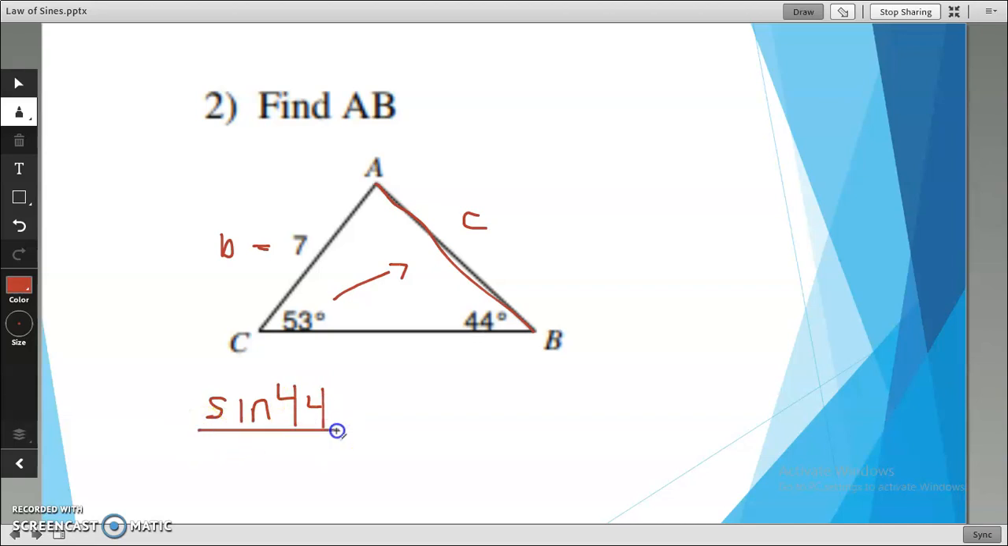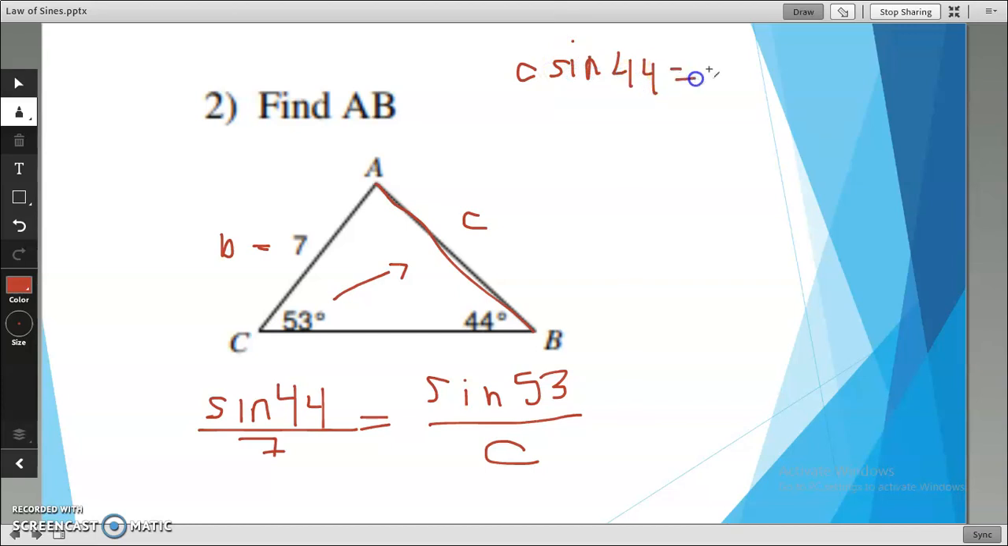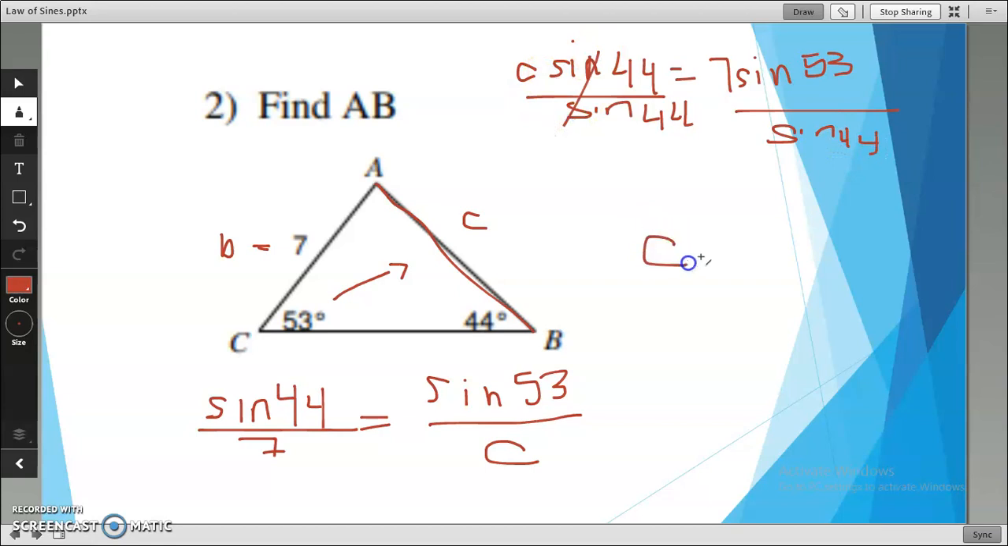So it's going to be sine 44 over 7 is equal to the sine of 53 over c. And again, I'm going to cross multiply. So I get c sine 44 is equal to 7 sine 53. Again, I'm solving for c, so I'm going to divide both sides by sine of 44. That crosses out. Plug that into my calculator, and I get 8. So side AB, or side c, is equal to 8.